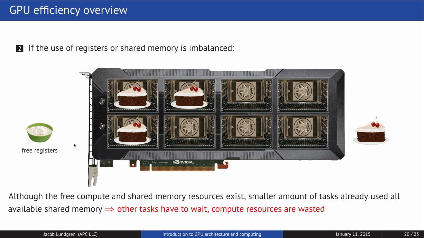Also, if we have an imbalance in the use of shared memory and registers, this again means that we will not be able to schedule properly on the GPU the tasks to be performed. This means again that we are wasting our compute resources.